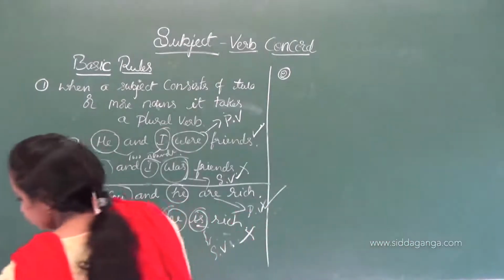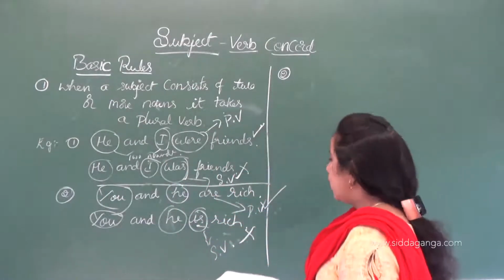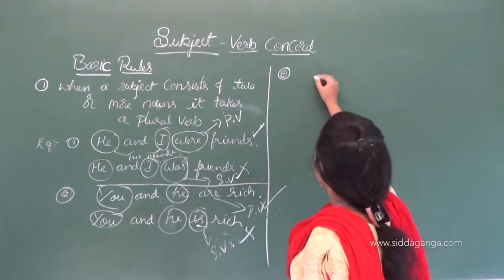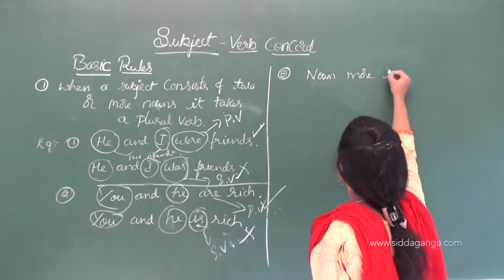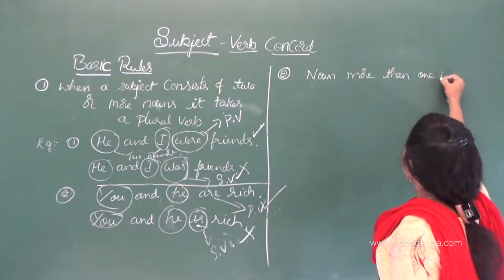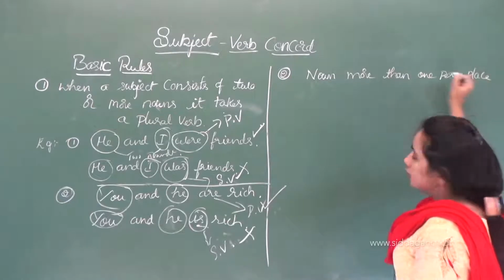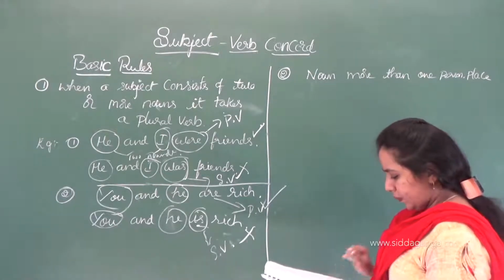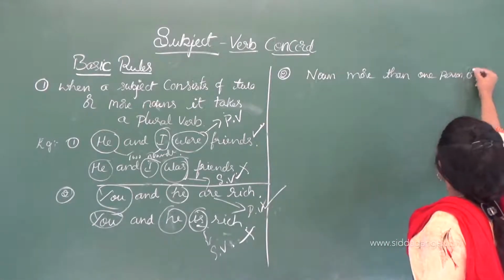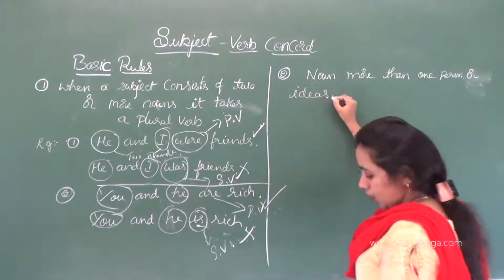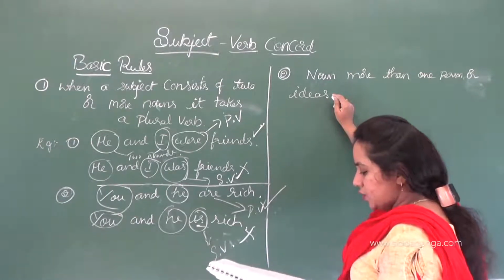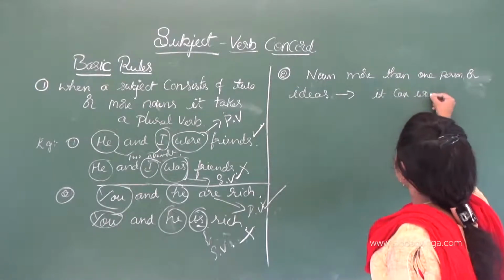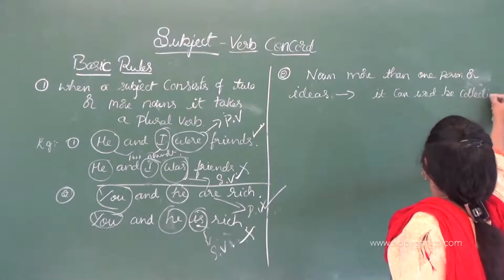The next rule is the collective noun. Okay, the noun more than one person, place, or ideas, so it can be used collectively. So it is called collectively.